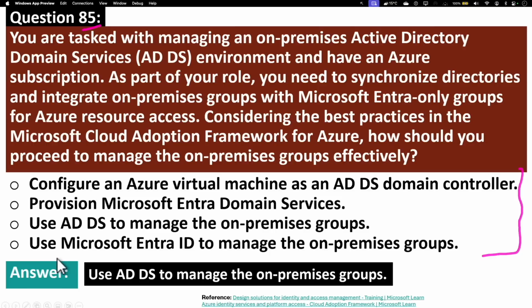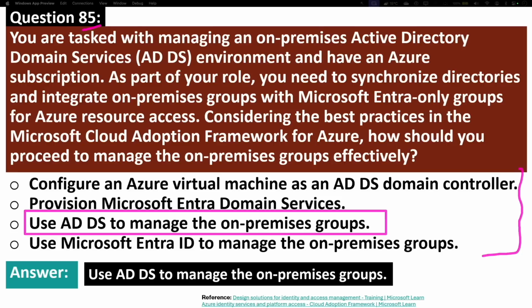The correct answer is use ADDS to manage the on-premises groups. To understand more about the best practices of the Microsoft Cloud Adoption Framework, please refer to question number 49 where I explained about it. So here, groups that are synchronized from on-premises can only be managed and updated from the identity source of truth, which is the on-premises Active Directory. Provisioning an ADDS domain controller on an Azure virtual machine or provisioning Entra Domain Services will not meet this goal. So you can use ADDS to manage the on-premises group.